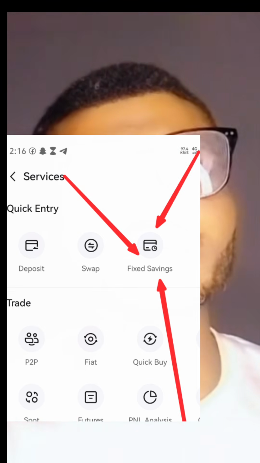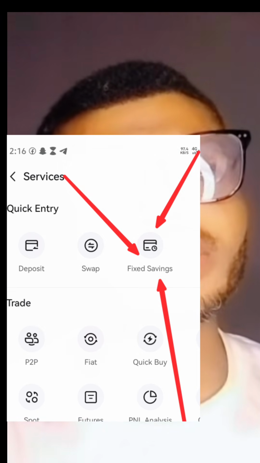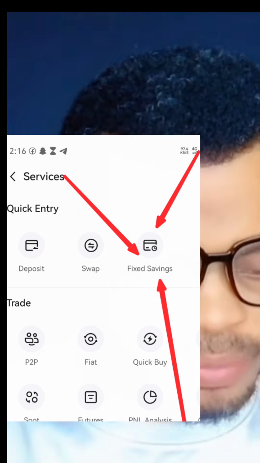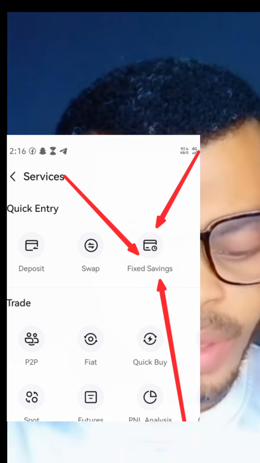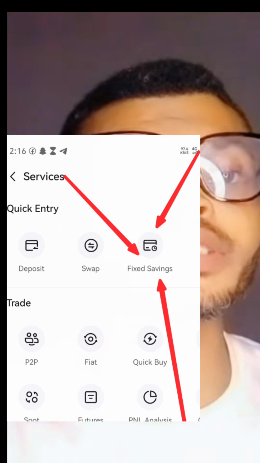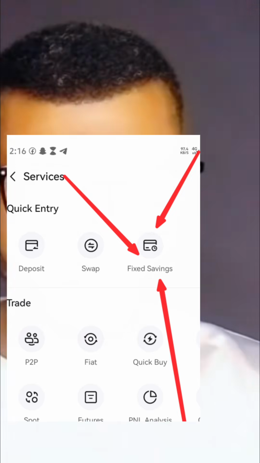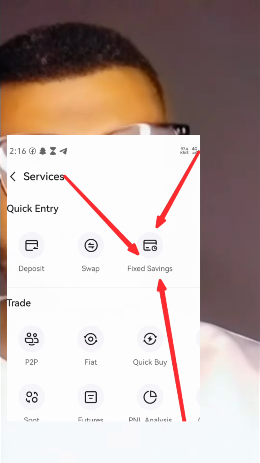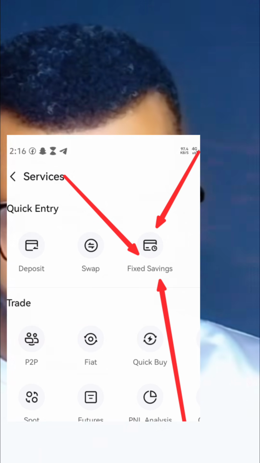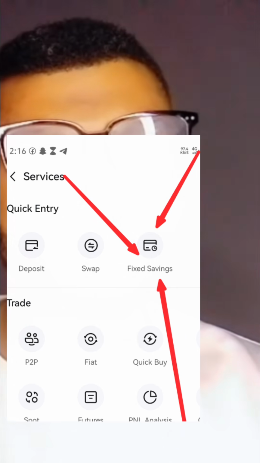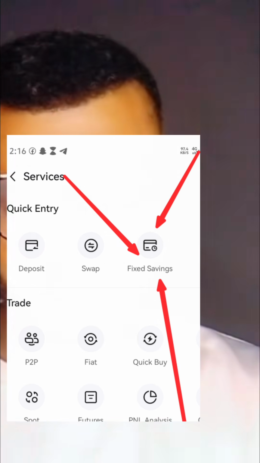What about the fixed savings? Fixed savings is the opposite of flexible savings. With fixed savings, you lock your assets for a term to get higher expected returns. I'm going to use CoinEx to explain this right now.